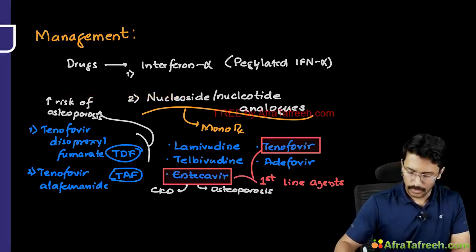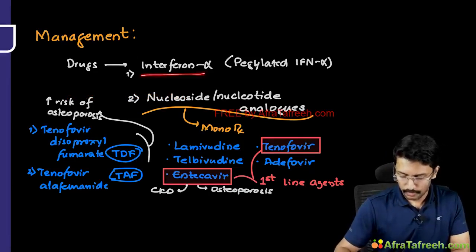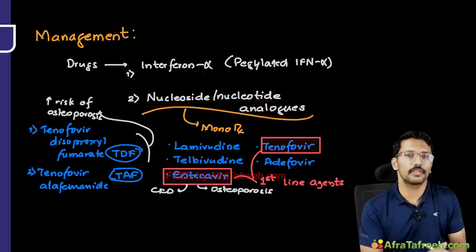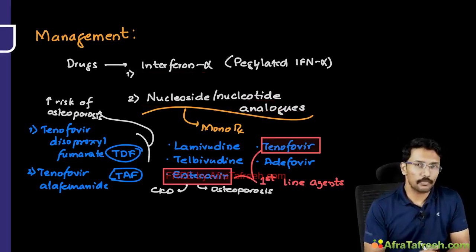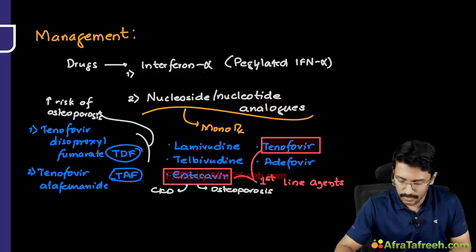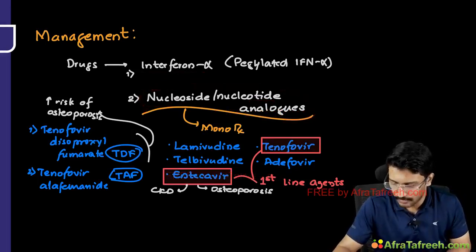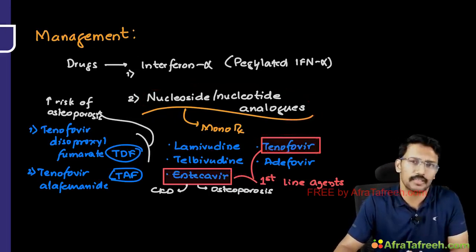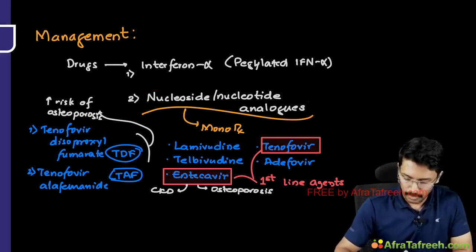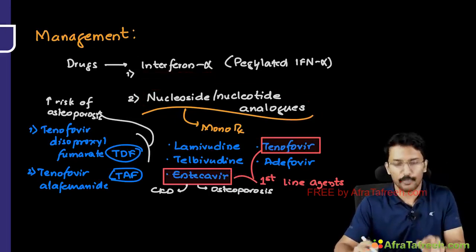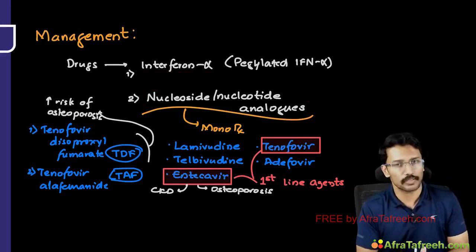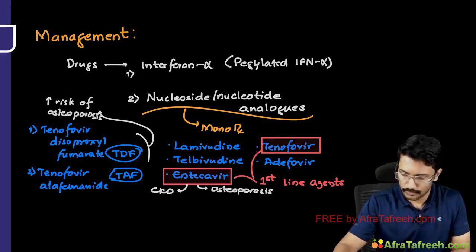Okay, now I told you about two treatments, right? Interferon alpha and nucleoside or tide analogs. Between these two, which one will be preferred? For the sake of convenience and cost effectiveness, generally nucleoside or tide analogs, or in simple words, I would say tenofovir is the most preferred drug. But interferon alpha has its own set of benefits and its own set of drawbacks. So first, let us look at interferon alpha.